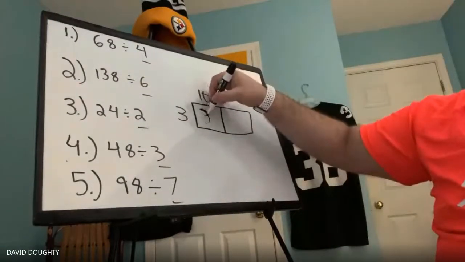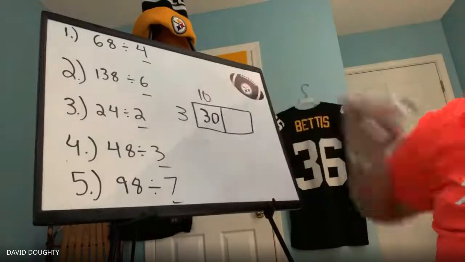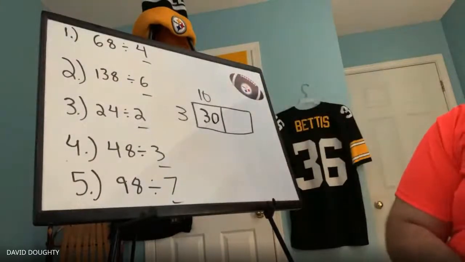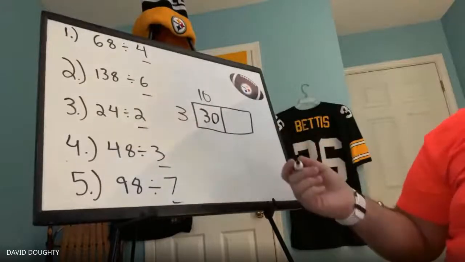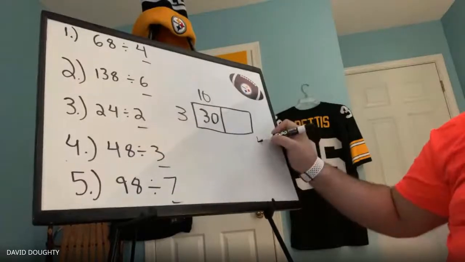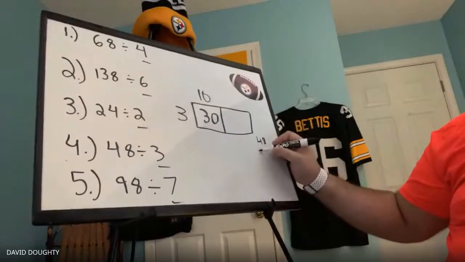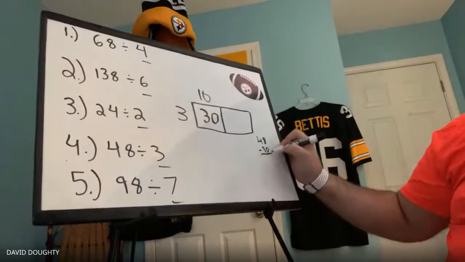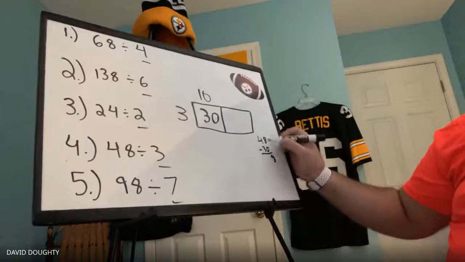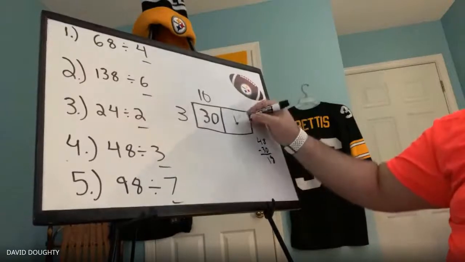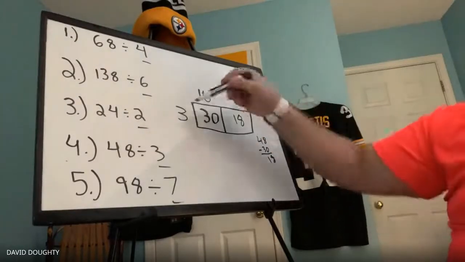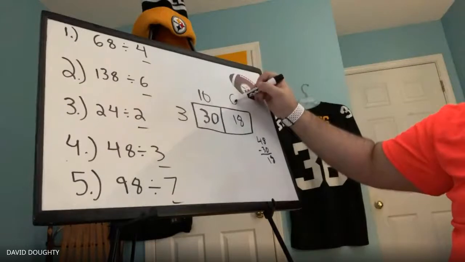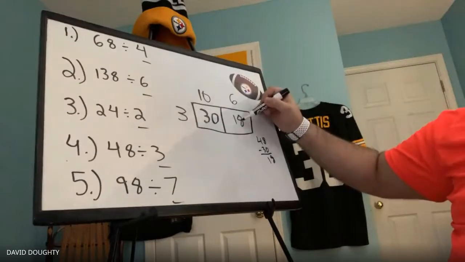Let's see here. There we go. Okay? So I need to figure out what's left over from that 48 to put right here. So I'm going to have to come to the side and subtract. That's okay. 48 minus 30. 8 minus 0 is 8. 4 minus 3 is 1. So I have 18 left over. If you're good at your times tables, you know that 3 can go into 18. I know that 3 times 6 is 18.